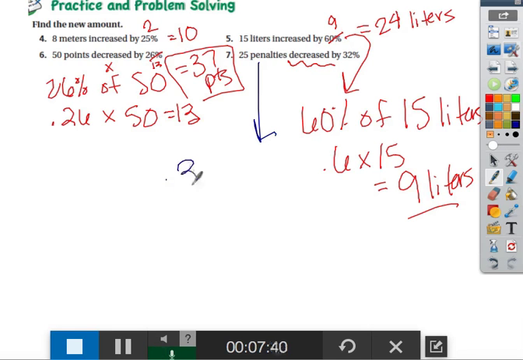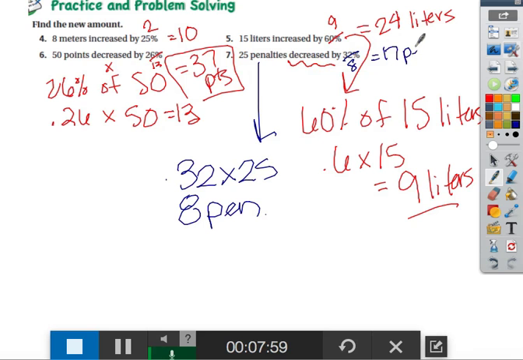So 8. I'm hearing it's 8, right? Hold on, let's finish this. 25 penalties decreased by 8 is how many penalties? 17. 17 penalties.